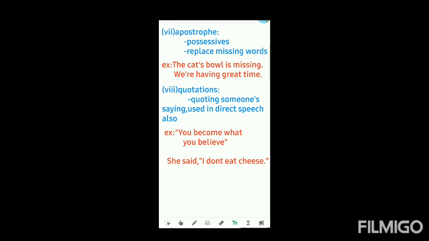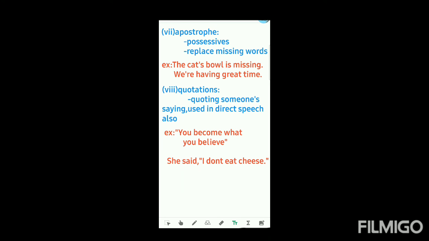What are the usages? Quoting someone's saying. It is also used in direct speech. Yes, these are the exact words of someone which you use for your purpose. So for that case, you have to use a pair of quotation marks. Example: "You become what you believe." This is the words of a famous personality, and so I have used the quotation marks.